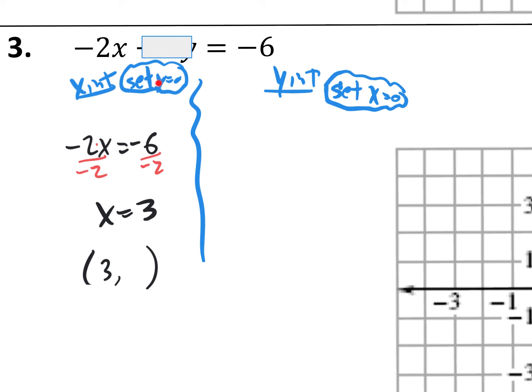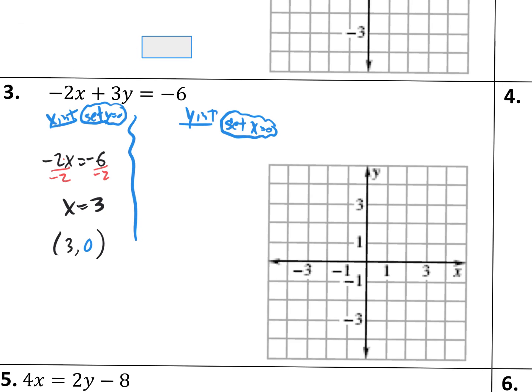And the y value, we said set equal to 0. So the y value is 0. And if you actually went to the graph, 3, 0 is right here. That's the x-intercept. Now, that was because for the x-intercept, you set y equal to 0. How do you find the y-intercept? You set x equal to 0.